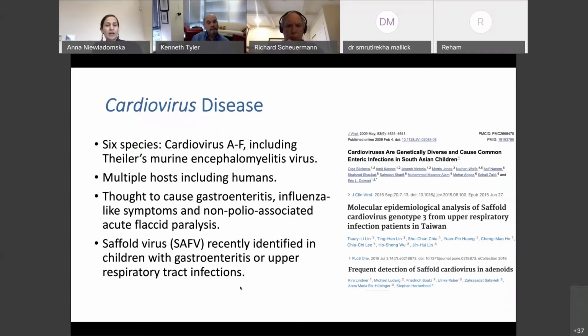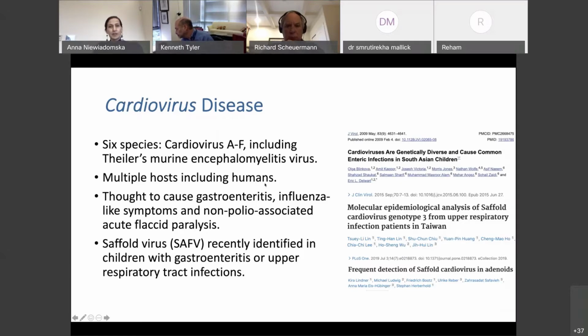So next we have the cardiovirus genus. There are 6 species of cardioviruses, A through F. Including Thiele's murine encephalomyelitis virus. There are multiple hosts for these viruses, and I believe Cardiovirus B is the one that infects humans.